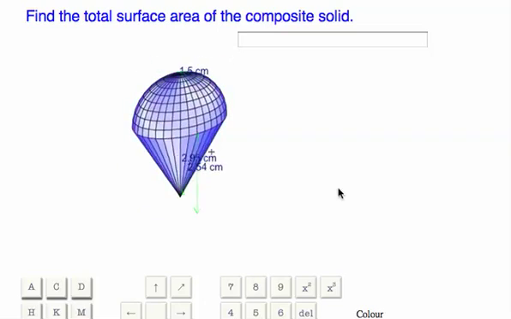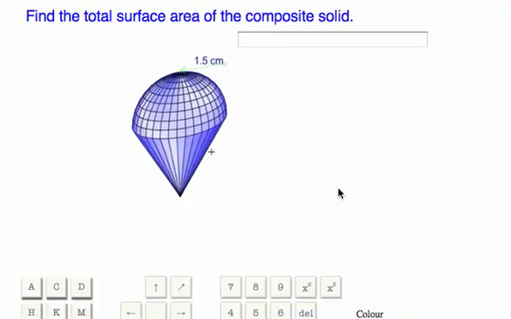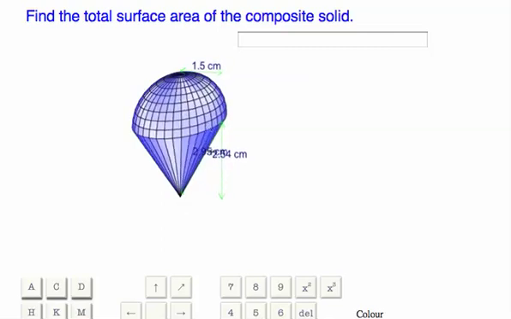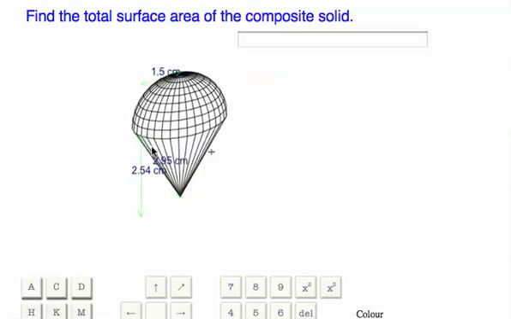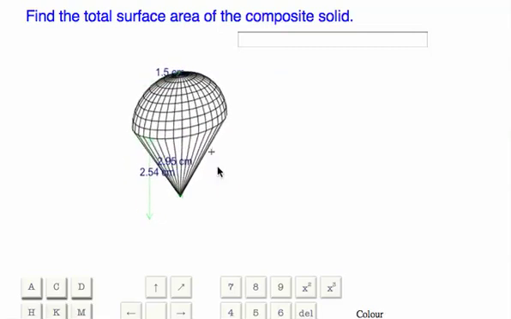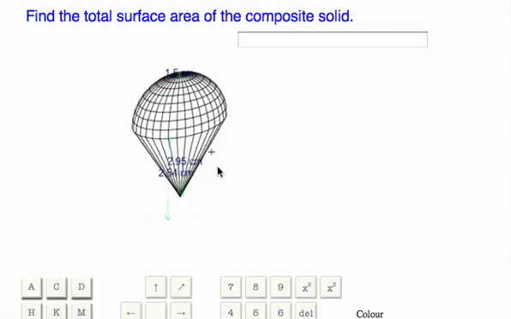That's fine. Okay, so we can see the radius is 1.5 centimeters, and the height is 2.54, and right here we can see the slant height. I'm just going to turn the color off for a second, see if we can see that a bit better. 2.95. Now the problem is it's always attached, the slant height here, so it's kind of hard to read it, but that's 2.95. You can read it as it passes.